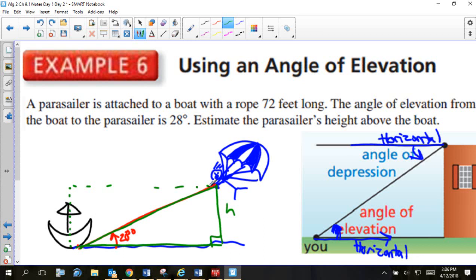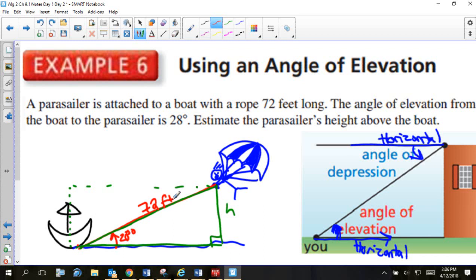Okay. All right, now we can solve it. So according to the angle, oops, I forgot something. That's the rope. Where's the rope? Yeah, the red line, the hypotenuse.